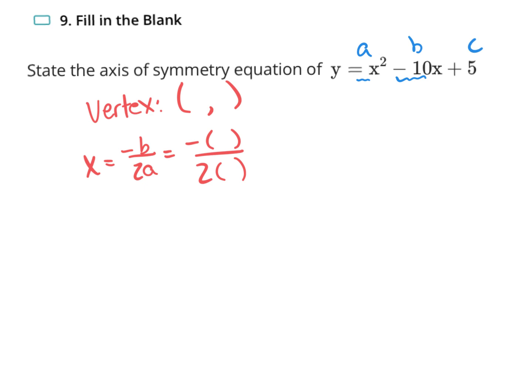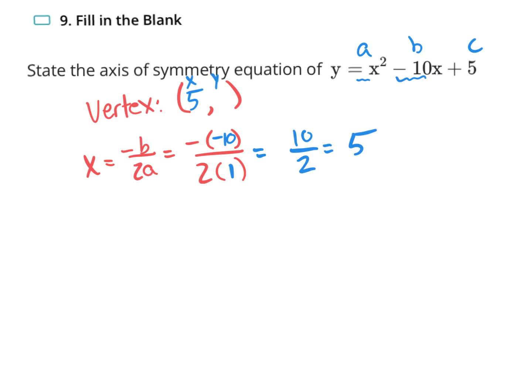The c value is not in the formula. So you plug in your b value of negative 10, plug in your a value of positive 1, and what you end up with is a positive 10 up on top, because a negative and a negative becomes a positive, over 2 times 1, which is 2. So that's really 10 divided by 2, which is 5. So we just found out that x equals 5. The x value of the vertex is 5.